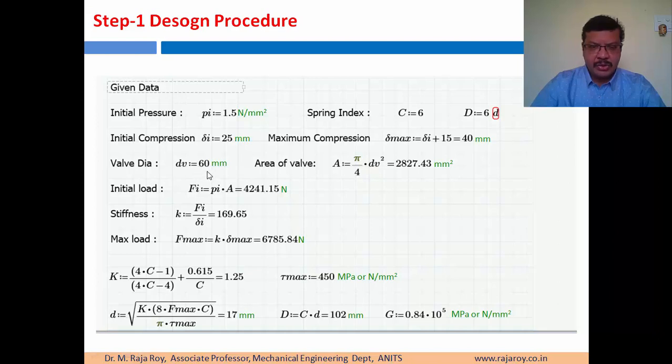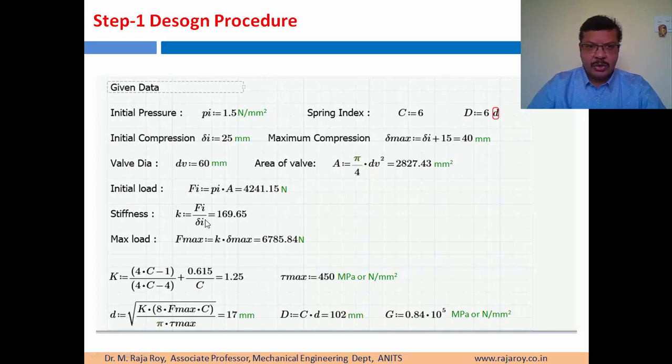Valve diameter dV equal to 60 mm. From this we can calculate the area of the valve, that is pi by 4 d square, here dV square. That value we are getting is 2827.43 mm square. Then initial load Fi equal to pressure into area, because pressure equal to load by area, so load equal to pressure into area. Initial pressure is given, that is 1.5 Newton per mm square, and the area we have calculated here. If you multiply these two, you will get the initial load, that is 4241.15 newtons.